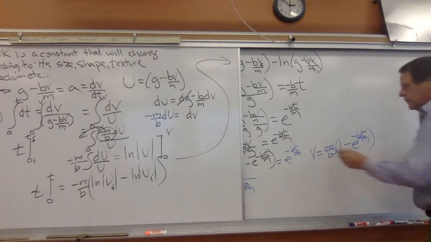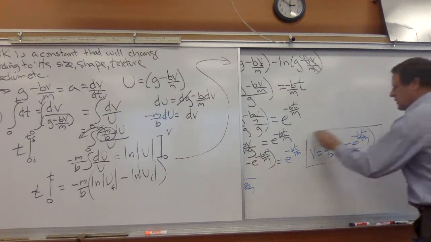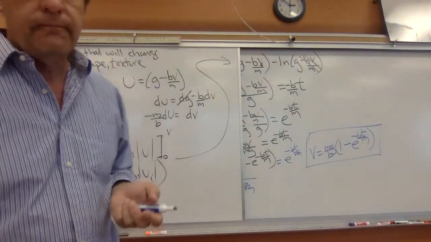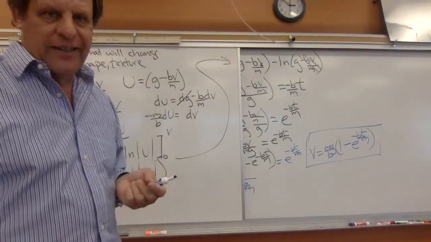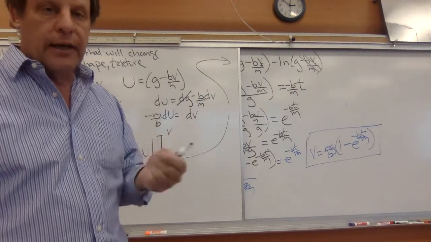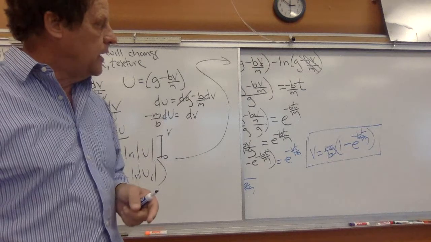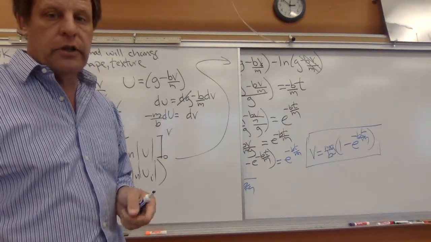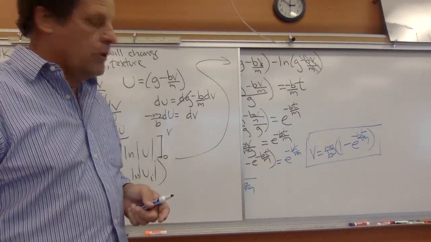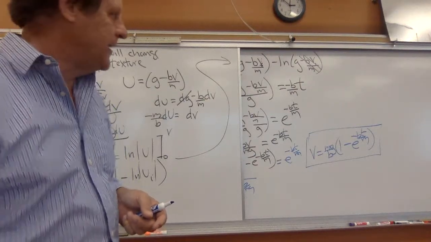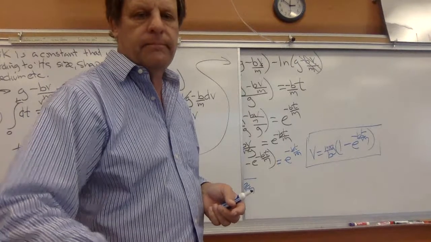All right, so this right here is our equation for the velocity with respect to time. Now there are going to be a couple more little variations here, so I'm going to scoot this board over.